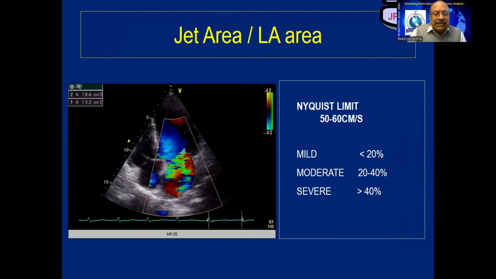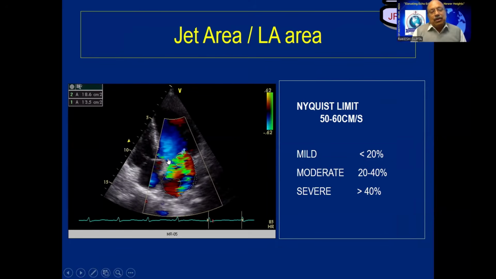Now, second, you measure the jet area and you measure the LA area. That was 4, 8, in between moderate. Here it is 20, 40, and in between is moderate. So one parameter was jet area, second parameter is jet area versus LA area. And now the most important thing which comes over here.